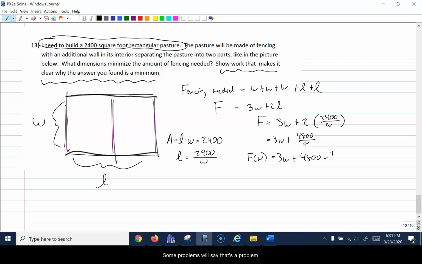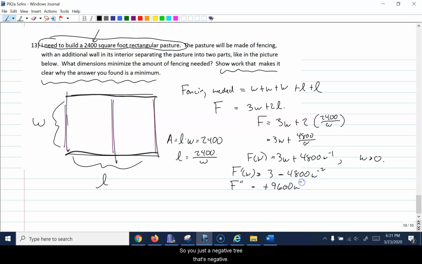Some problems will say that, some problems won't. Let's take the derivative. Oh, I guess I should specify the domain. Anything positive works, right? If the width goes down to 0, then it's not 2400. But the width can go as big as you want with a tiny length, and it'll still make sense. Yeah, any positive number makes sense. What's the derivative of this? It's 3 minus 4800 W to the negative 2. It's not too hard to take a second derivative and get positive 9600 W to the negative 3.